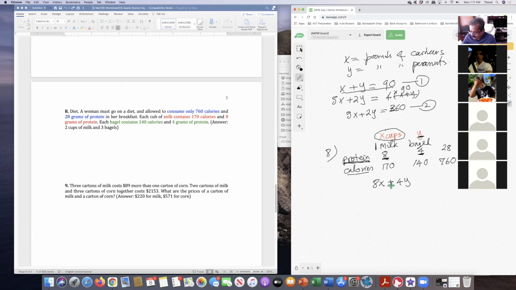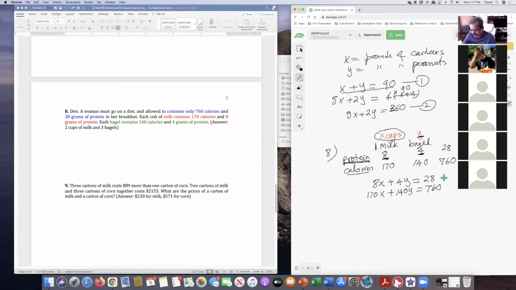And that should be equal to what? 28. Total protein you eat must be equal to 28. Now go to the calories. You get 170 calories from each cup. You're drinking x cups, so 170x is the total calories, plus what? 140y must be equal to 760.